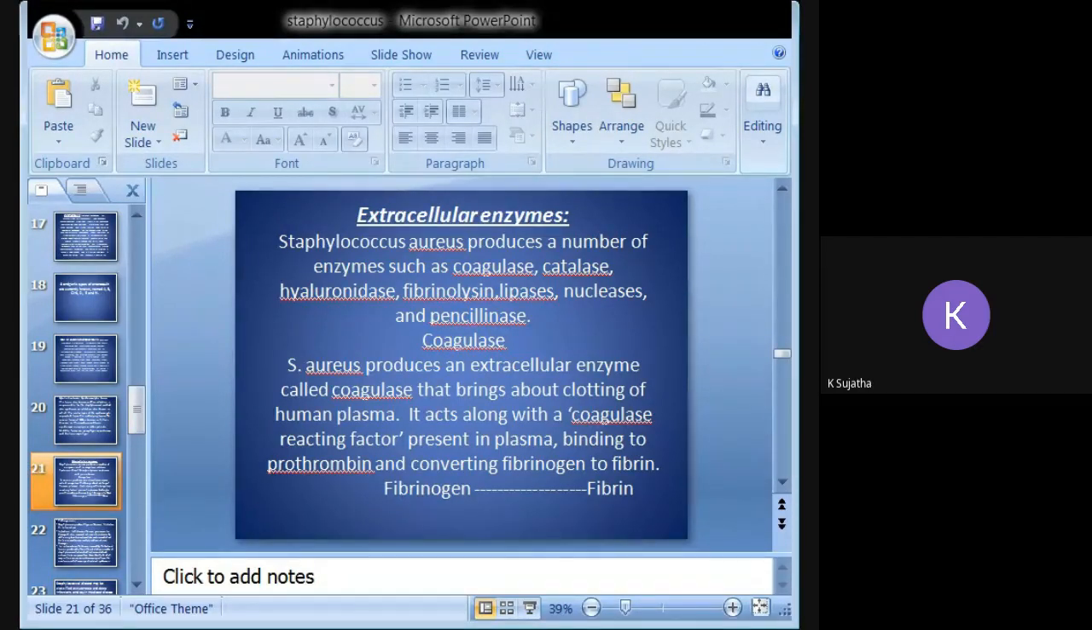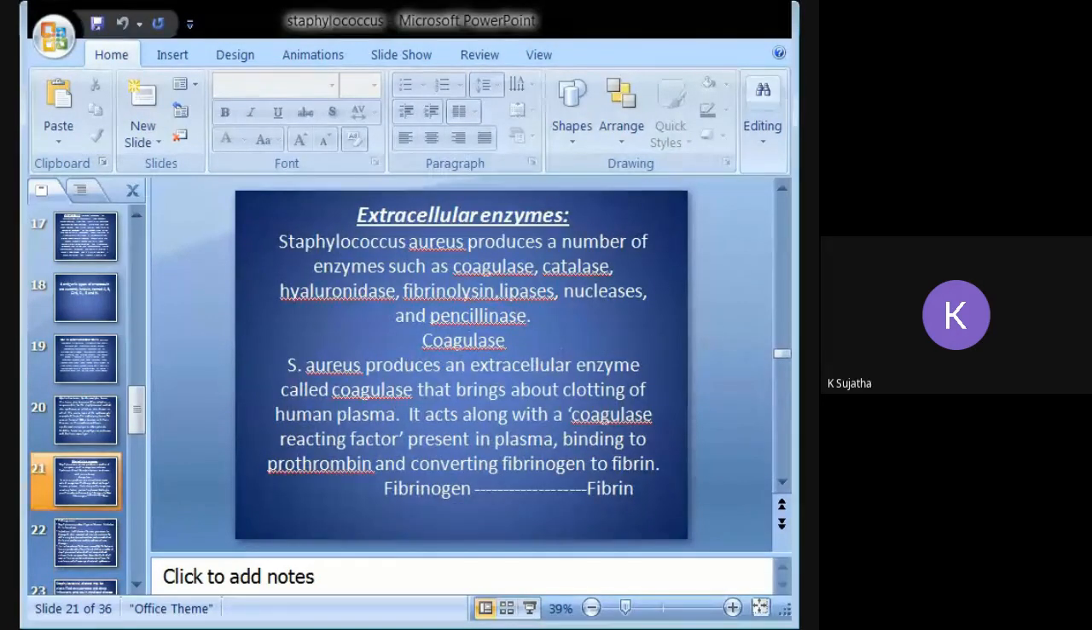Coagulase enzyme is an extracellular enzyme, because this enzyme is present on the surface of the bacterial cell wall. Mainly after entry into the human body, the bacteria release the coagulase enzyme. This enzyme reacts with the fibrinogen substance in plasma. This fibrinogen converts to fibrin. After that, it causes blood clots, clumping or aggregates. This is called blood clots.